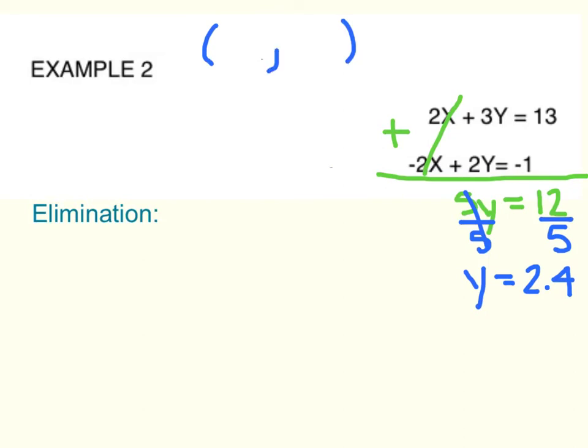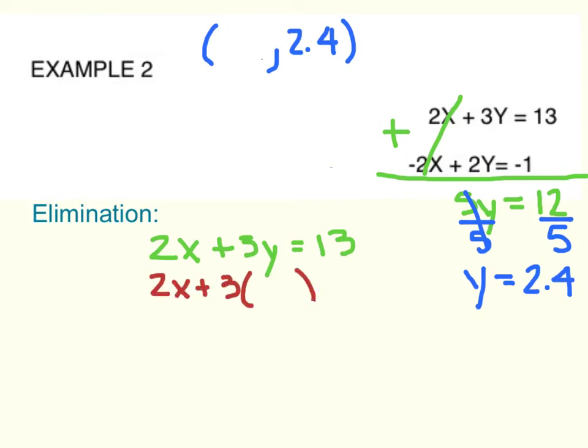So now when I write my answer, notice this is the y value first. So I'm going to make sure I leave some space, put my comma, and then put 2.4, okay, because that's the y value. Now we need to find the x value. So I'm going to pick one of the equations. Let's say I pick the first one. 2x plus 3y equals 13. And I'm going to substitute what I know y is. So 2x plus 3 times y equals 13. Well, what did we discover y is? It's 2.4.